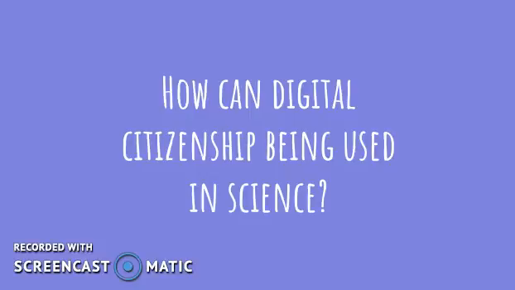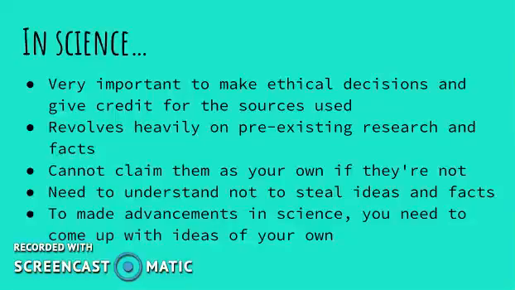How can digital citizenship be used in science? In science, it's very important to make ethical decisions and give credit for the sources that are being used. It revolves heavily on pre-existing research and facts, and you cannot claim things as your own if they really are not. So it's important that you understand that you can't steal ideas and facts, and you have to cite them when you use them. It's not difficult. There's so many things out there that can help you.